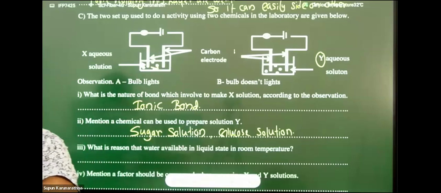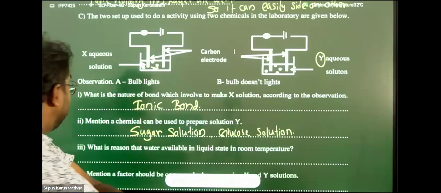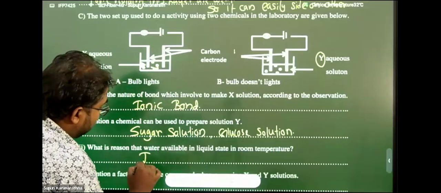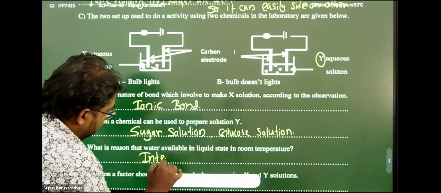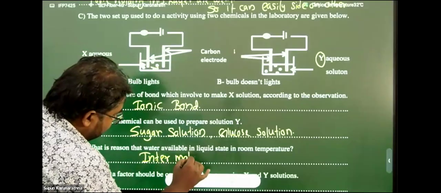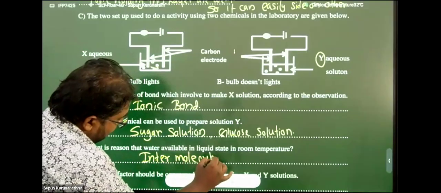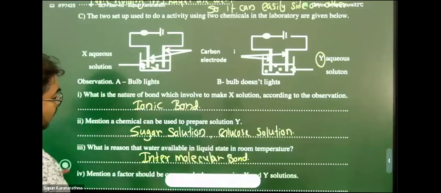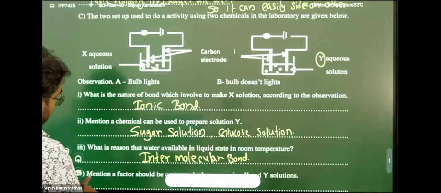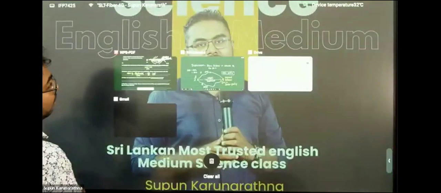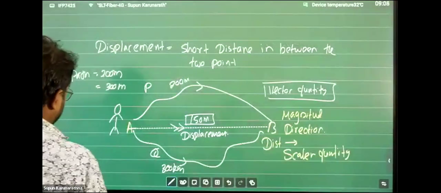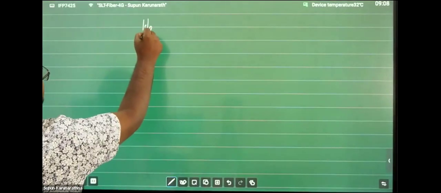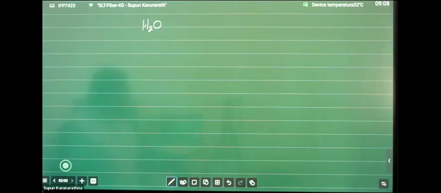Right, because in between the water molecules, having which bond? Intermolecular bonds. So what do you mean by intermolecular bonds? Look at this one. Consider this, it's a water molecule, right?